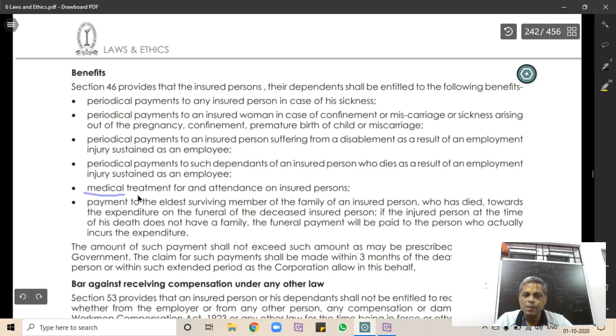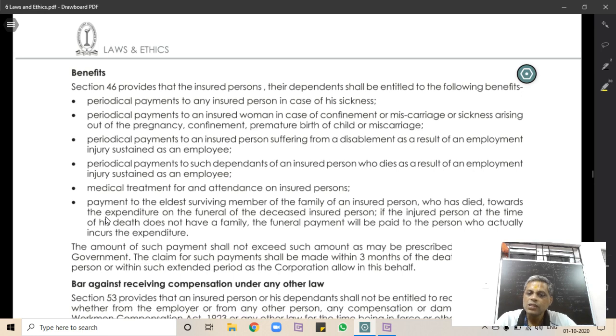And medical treatment for and attendance on insured persons. Payment, this is a quite interesting clause, you have to see it. Payment to the eldest surviving member of the family of an insured person who has died, towards the expenditure on the funeral of the deceased insured person. Suppose the insured person dies, then payment will be made to the eldest surviving member of the family towards the funeral expenses of the insured person. That's more important, towards the funeral expenses of the deceased person.